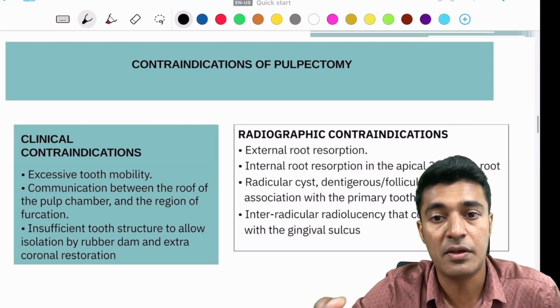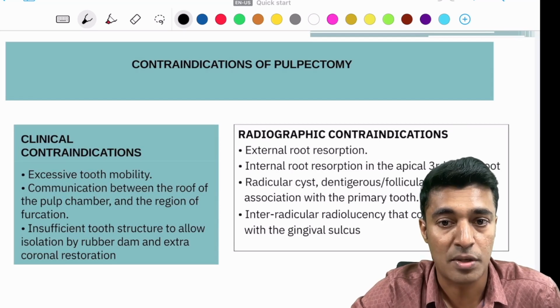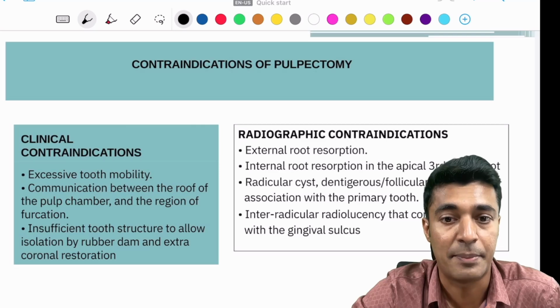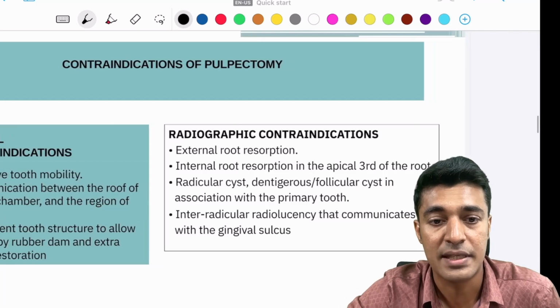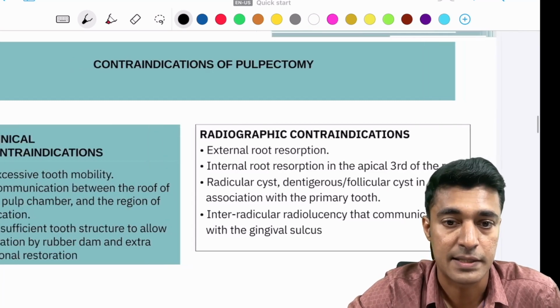The radiographic contraindications include external root resorption, internal root resorption involving the apical one-third, radicular cyst, dentigerous cyst, and interradicular radiolucency that communicates with the gingival sulcus.